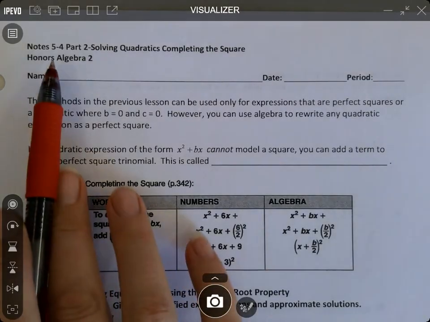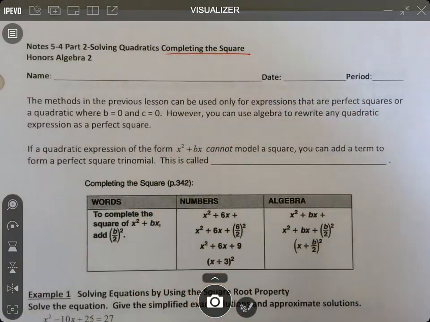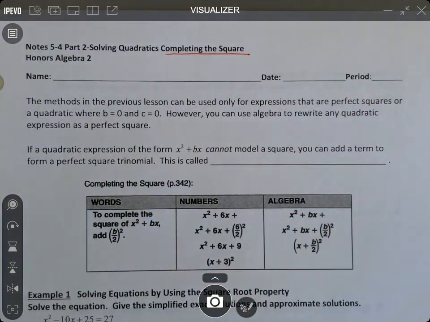All right, we are looking at 5-4 part 2 today, and we are solving quadratics by completing the square. So I'm going to reiterate. We solve quadratics by graphing. That's when we found the x-intercepts, because that's what x is and y is 0. Then we found solutions to quadratics by the zero product property. We factored, set everything equal to 0, and then we solved by using square roots.